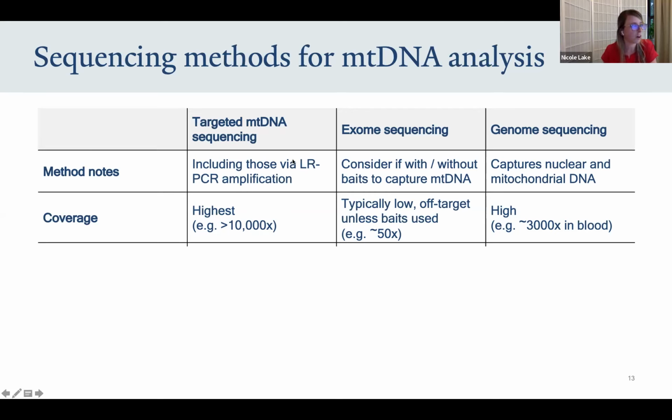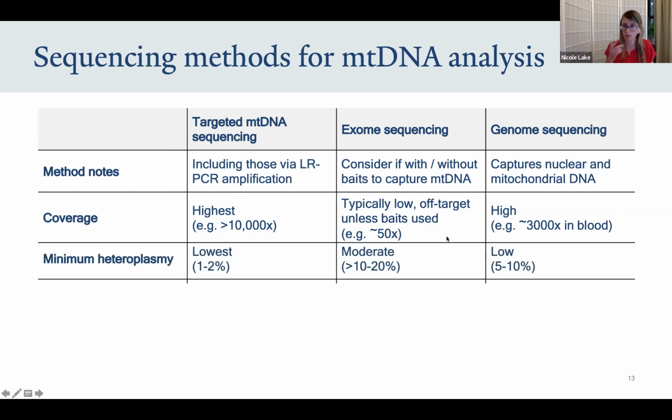Just to give you a feel for contrast, potentially you can achieve more than 10,000-fold coverage via targeted mitochondrial sequencing, in contrast with something like a standard exome platform that only provides off-target coverage of the mitochondria. There you're looking at more around 50-fold coverage. And in the mitochondrial genome, for something like blood, we often see around 2,000 to 3,000-fold coverage, for example, where you have 20 to 30x coverage of the nuclear genome.